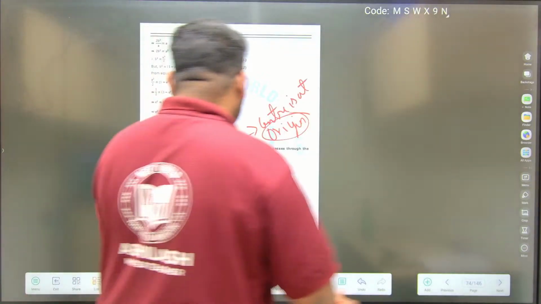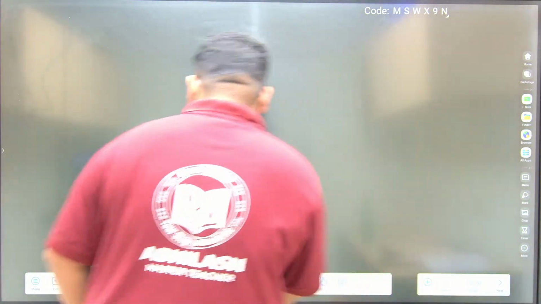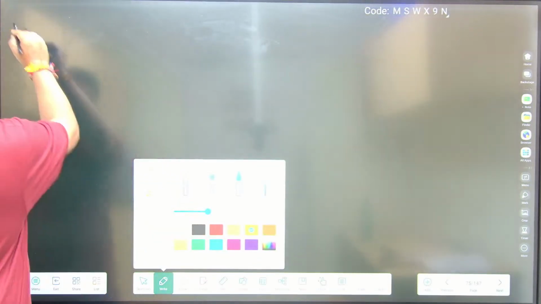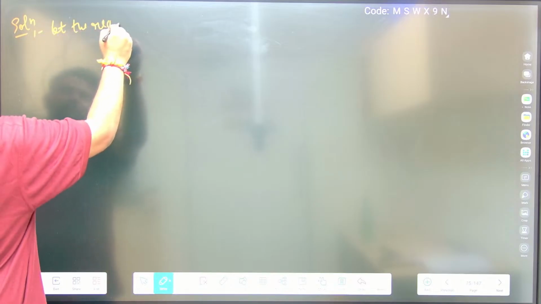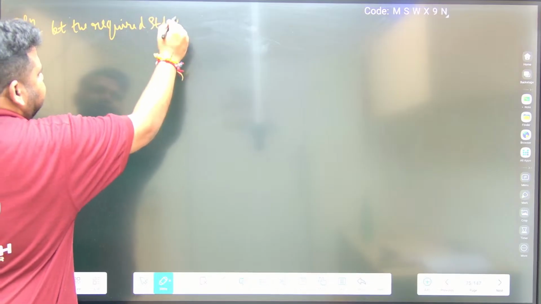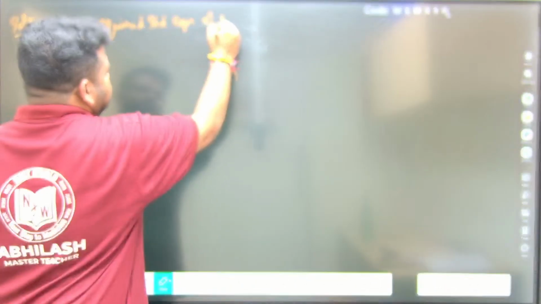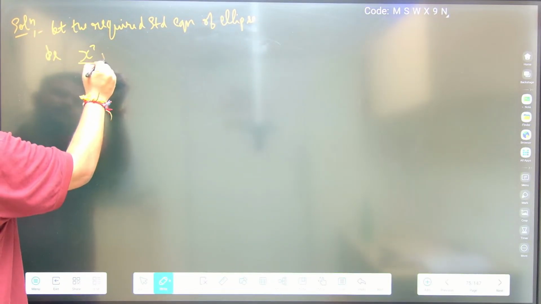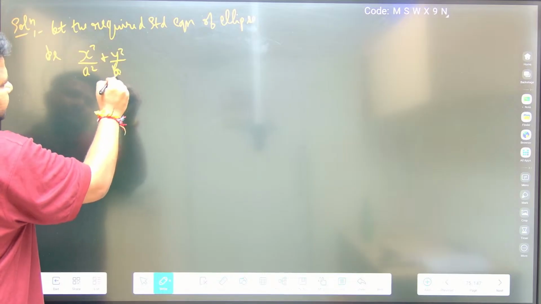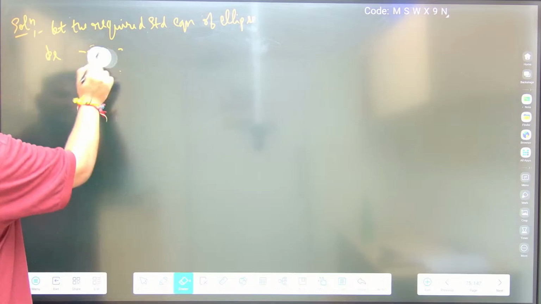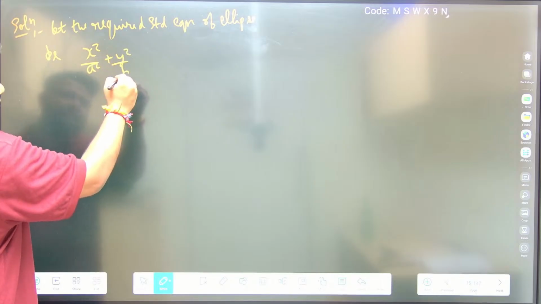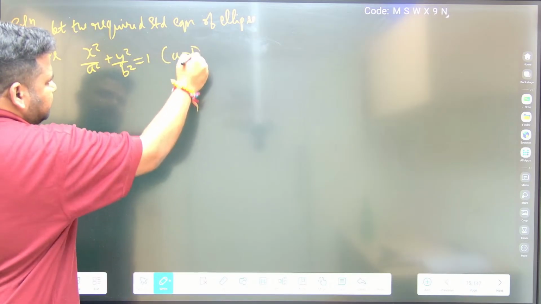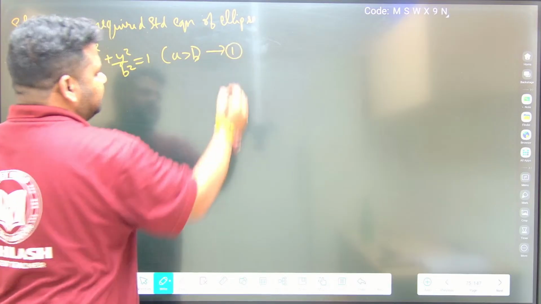Okay, now let us start the question, friends. Solution. Let the required standard equation of the ellipse be x square by a square plus y square by b square is equal to 1, where a is greater than b. Let this be equation 1.